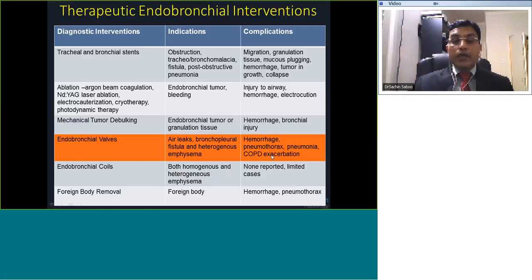We'll start with the endobronchial valves, which are increasingly used nowadays, and we see them very often at our institution. They are indicated for air leaks, bronchopleural fistulas, and heterogeneous emphysema. The complications are similar to any bronchoscopic procedure, like hemorrhage, pneumonia, and pneumothorax, and particularly related to valves would be COPD exacerbation.